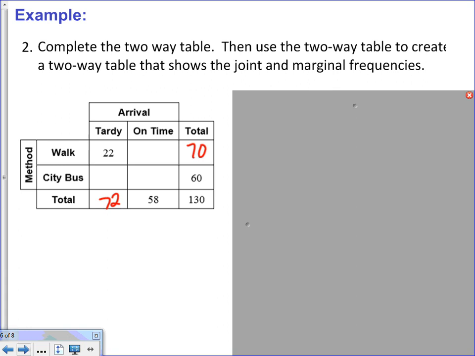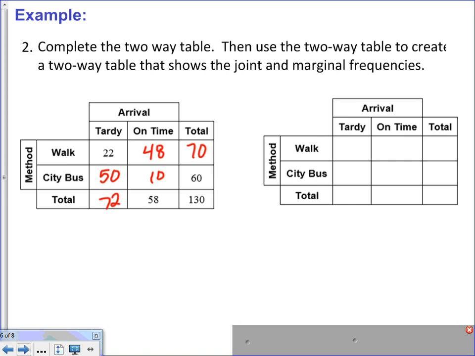Once you have those filled in, now you can fill in the missing blanks in the tardy column and the walking column, right? 72 minus 22 is 50, and 70 minus 22 is 48. And then for that very last box, you could think about 58 minus 48, or you could think about 60 minus 50, but either way you get the number 10. So again, you got to take it one at a time, and you got to find one that you know for certain before you do the other ones.